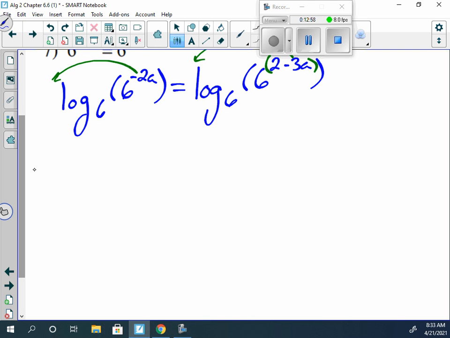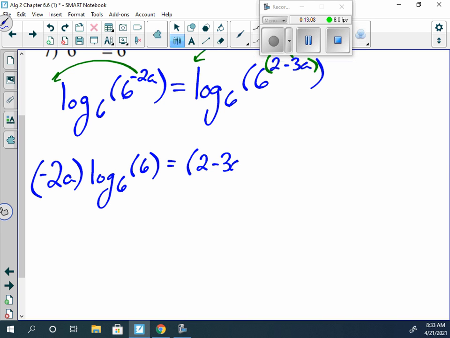So I actually have negative 2a times log base 6 of 6 is equal to 2 minus 3a times log base 6 of 6. So any questions on anything we've done so far? We used the power property that we learned on Monday to move those exponents out front, yes? Now the other property we had was, well, log base 6 of 6, this here is just 1.